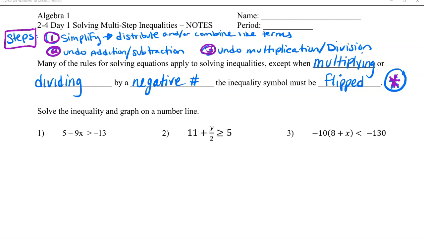All right, let's look at number 1. So the first step, nothing needs to be simplified, but we do need to undo the addition subtraction. So right now that 5, which is a constant, and it's positive, so we're going to subtract 5 from both sides to isolate the x term. So we have negative 9 times x is greater than negative 18.